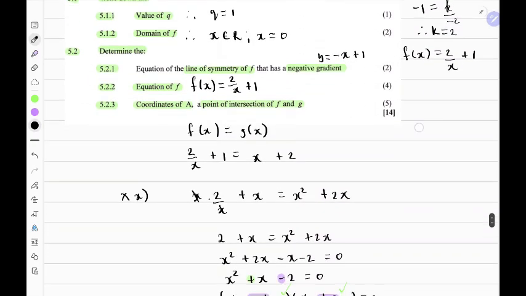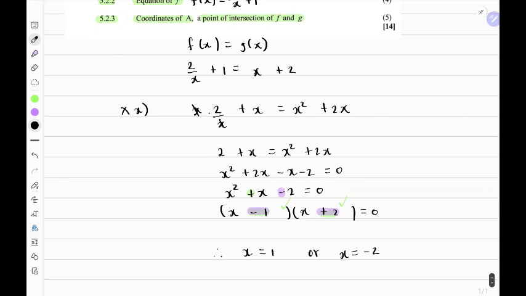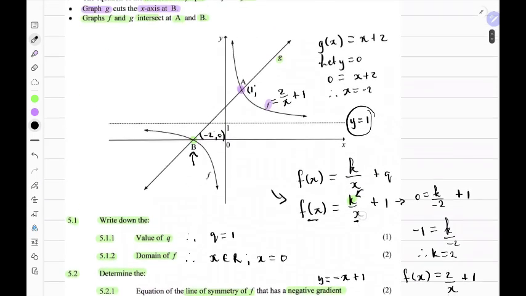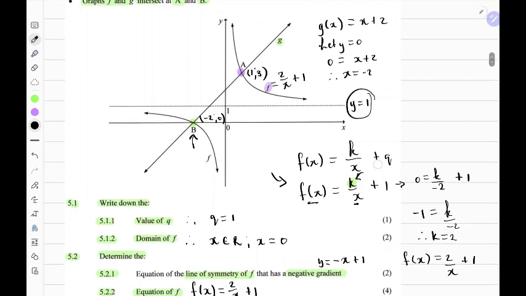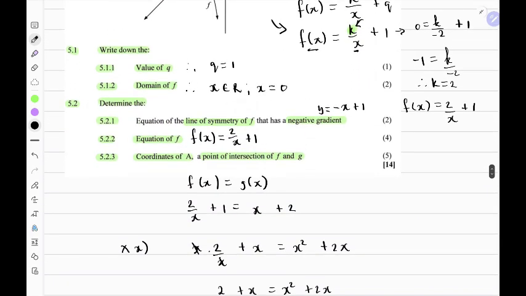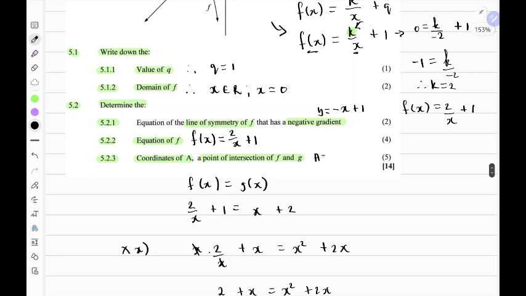And we can find the corresponding y value by substituting it in either of the equations. So I'm going to just use g of x because it's simpler. So g of positive 1 should be equal to 1 plus 2, which is equal to 3. So it means the coordinates of A is 1 and positive 3. So we can just note it here. A should be equal to 1 and 3.